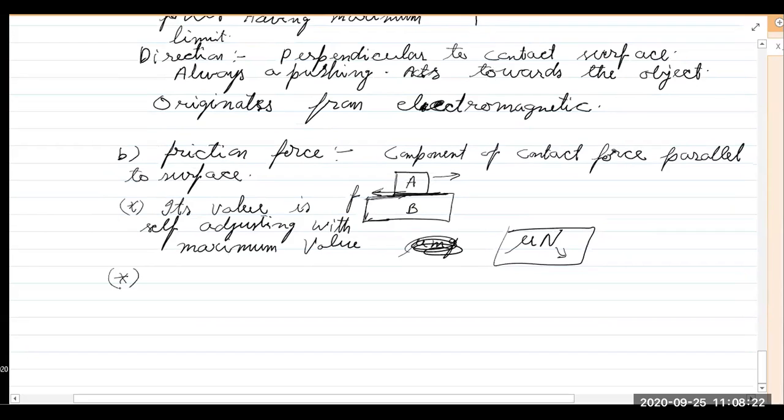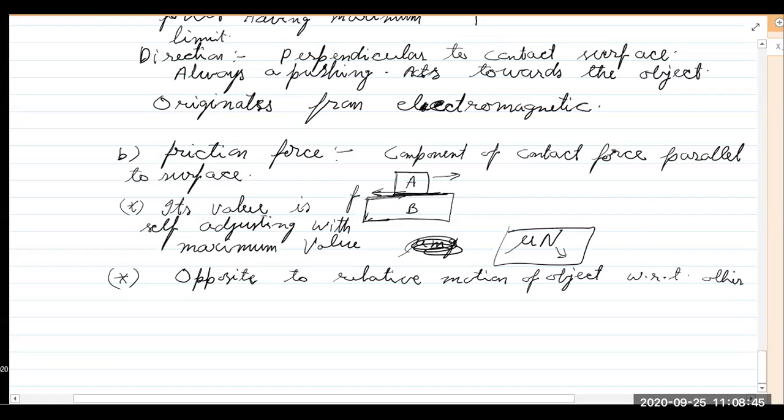And its direction: the direction of friction is opposite to the relative motion of an object with respect to the other object. So what does it mean? Suppose A is trying to go forward with respect to B, then friction will be acting in the backward direction. Since A is trying to go in the forward direction with respect to B, the friction will act on A in the backward direction. So it is opposite to the relative motion of the object with respect to the other.